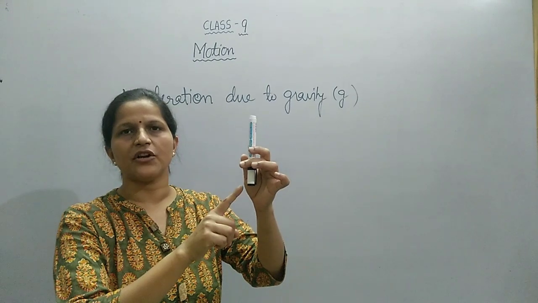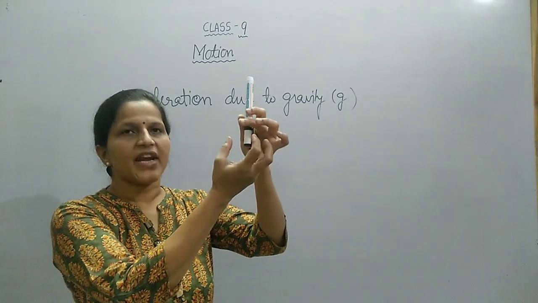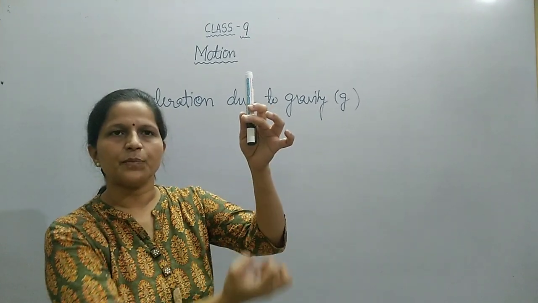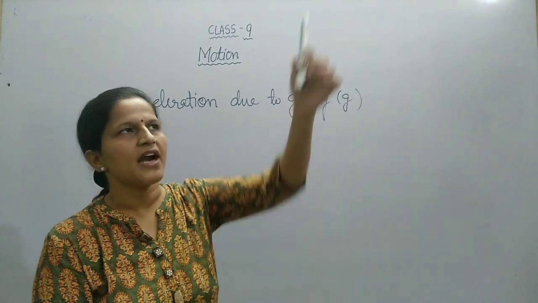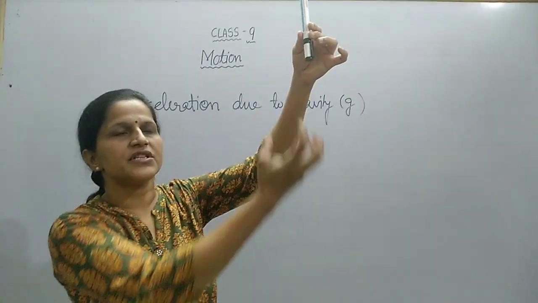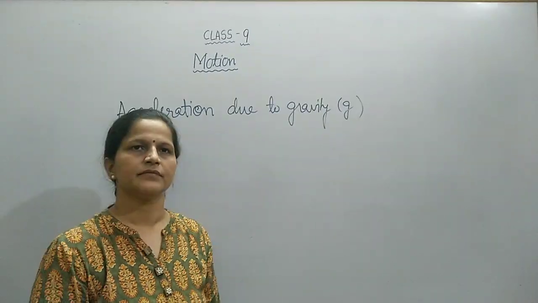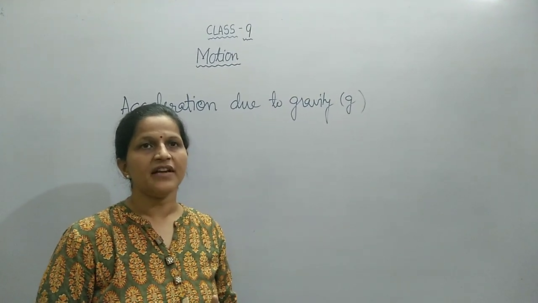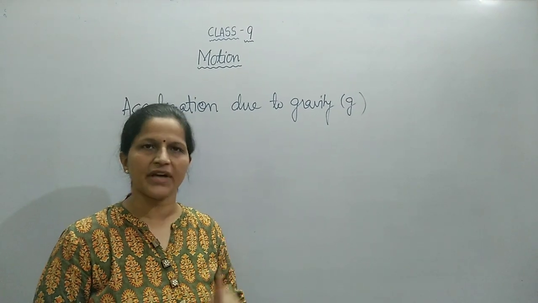Remember, Earth pulls an object towards its center, not the surface. Now, whenever a body is pulled towards the center of Earth, due to this pull, its speed continuously increases. And usually, when a body is dropped from a certain height, it follows a straight line path with an increasing speed. Now, this increase in speed is because of gravity. So that is why this acceleration is known as acceleration due to gravity.